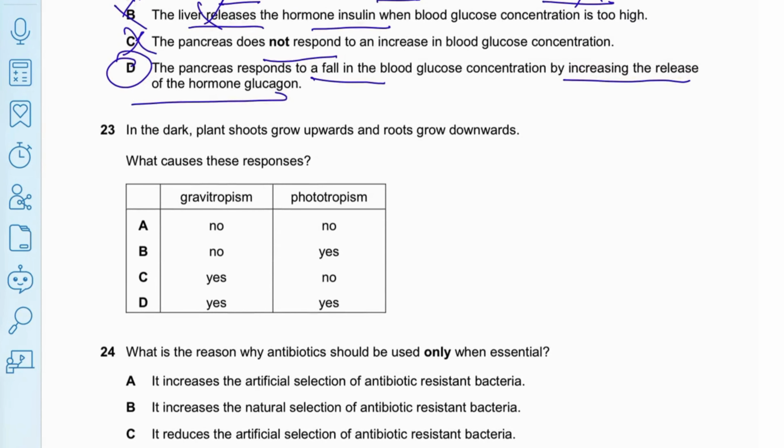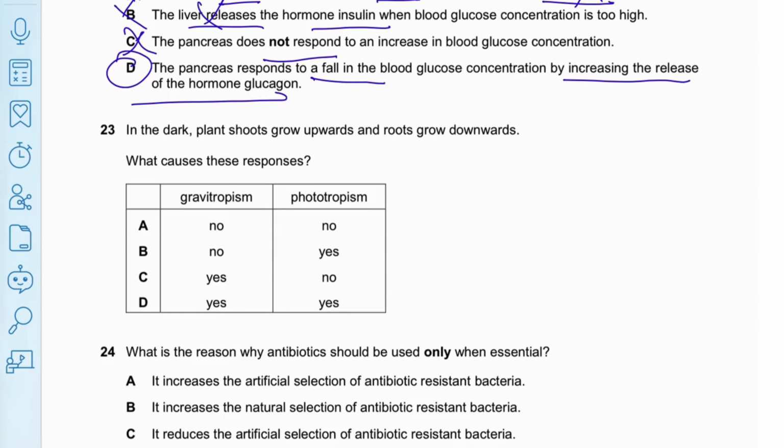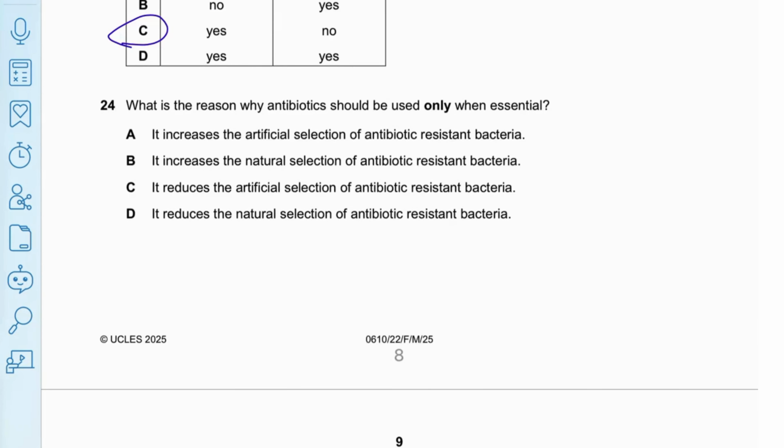23. In the dark, plant shoots grow upwards and roots grow downward. What causes this response? This response is caused by gravity tropism, not phototropism. So, it's C. What is the reason why antibiotics should be only used when essential to prevent what? Antibiotic resistant bacteria which rise naturally by natural selection. That's D, to reduce the natural selection of antibiotic resistance bacteria.